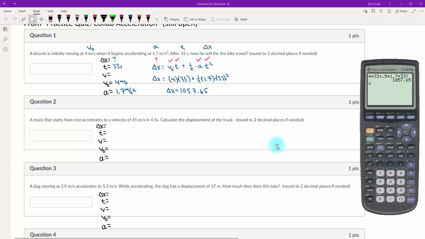All right, so a truck starts from rest. That's going to be an initial velocity of 0. It gets to a velocity of 45, and the time is 4.5 seconds. They want us to calculate the displacement of the truck.